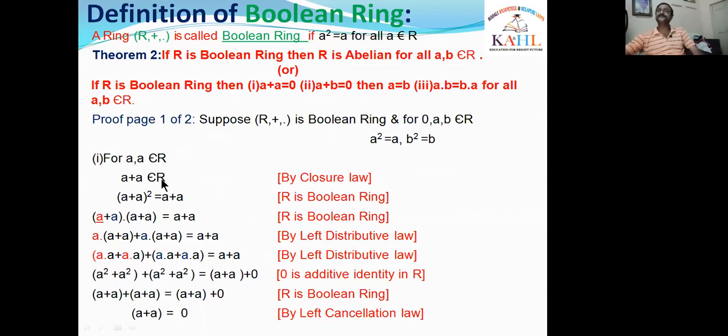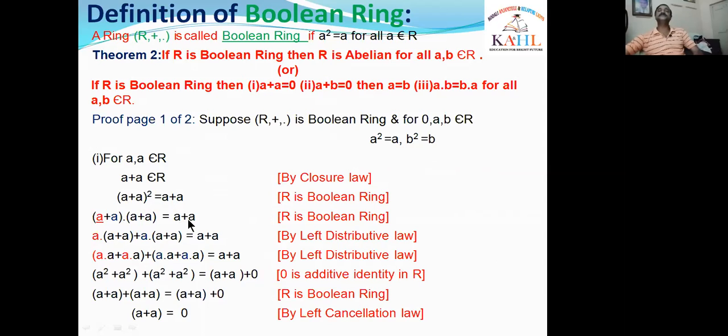What is R? R is a Boolean ring. Boolean ring means any element in R, its square is equal to itself. That means A plus A is in R. That's why A plus A whole square is equal to A plus A. If you see here, A is in R, then A square is equal to A. B is in R, B square is equal to B. Similarly, A plus A in R, so A plus A whole square is equal to A plus A, because R is a Boolean ring. A plus A whole square can be written as A plus A into A plus A.